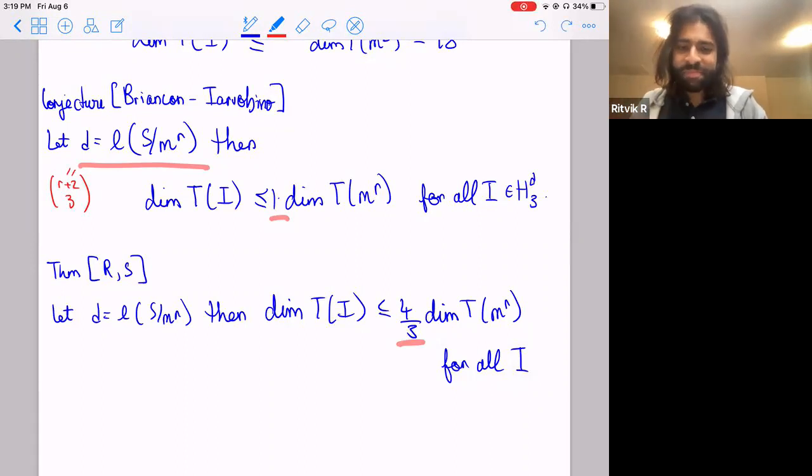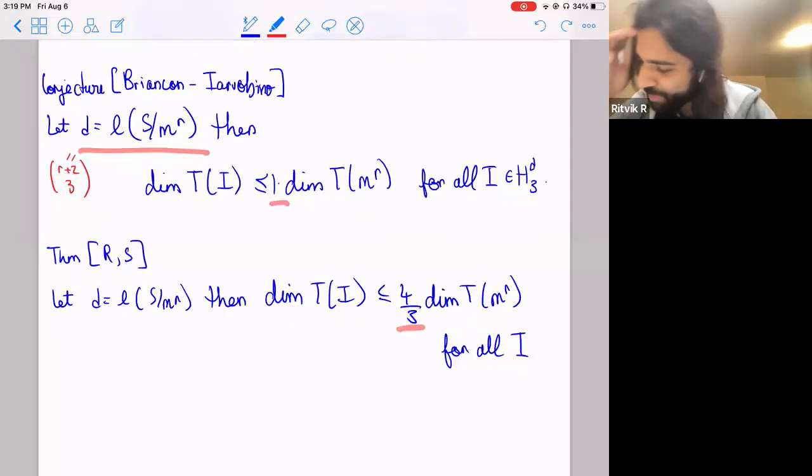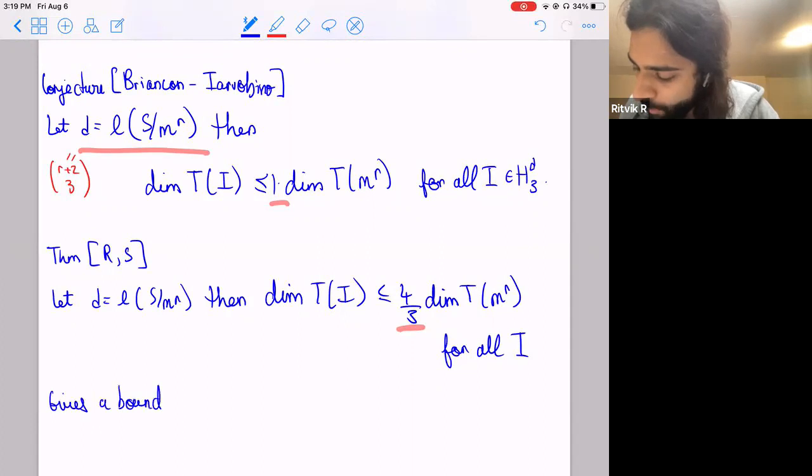And surprisingly, this actually gives you a new bound on the dimension of the Hilbert scheme of points in A3. And that's because we don't know the components. So you can have all sorts of weird components of large dimension. I'll just leave this as a comment. It gives a bound on H3D for all D.